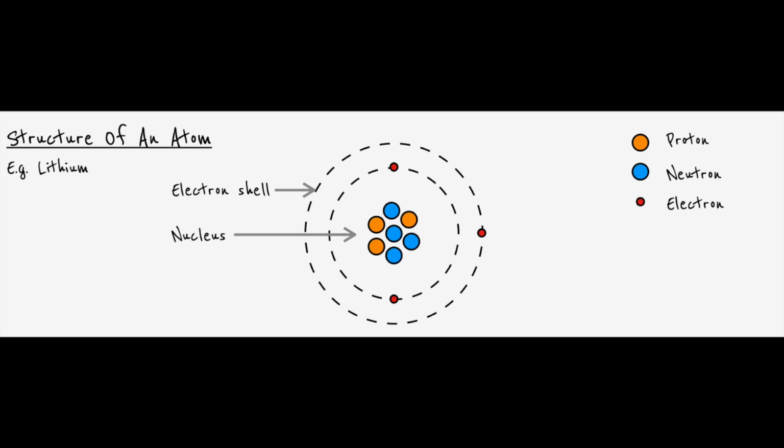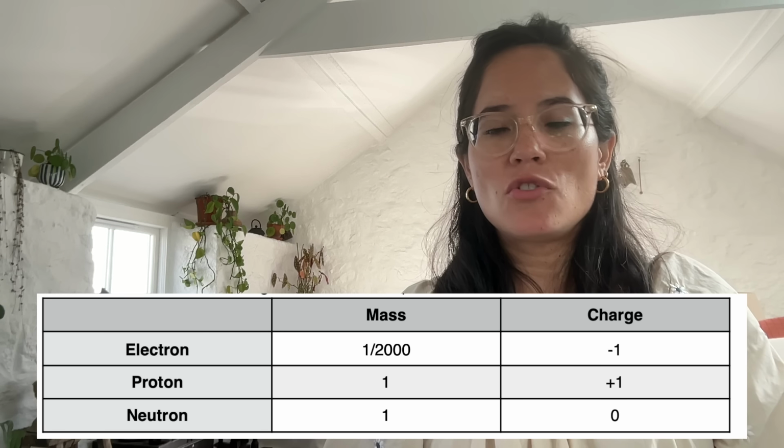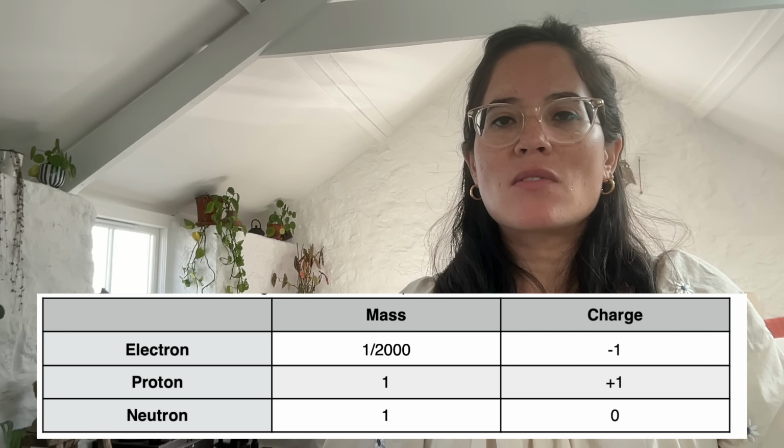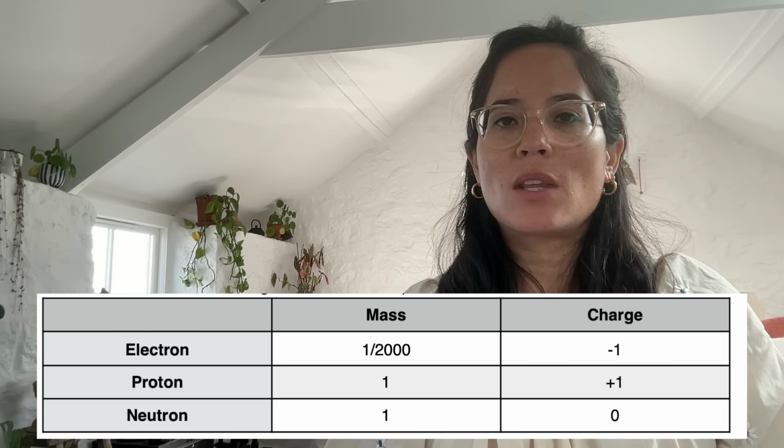Radioactivity. We need to start by looking at the structure of an atom. So there's a huge overlap here with chemistry. So remember, your atom is made up of a nucleus, which contains protons and neutrons, and then surrounding the nucleus are shells containing electrons. Now the mass of a proton is 1, the mass of a neutron is 1, and the mass of an electron is extremely small. It's approximately 1 divided by 2,000.